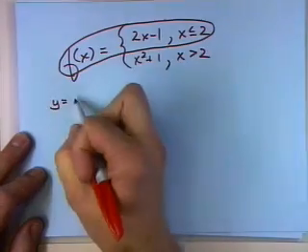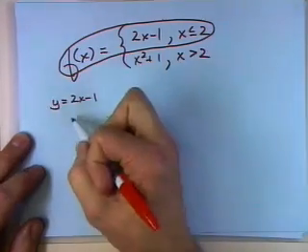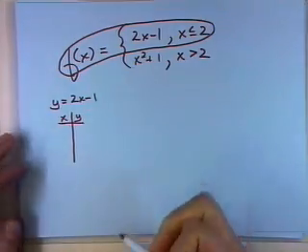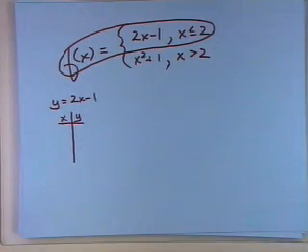The first line says that the y values can be found by doubling the x value and subtracting 1. Now, what x values can I plug in? What's the domain for this particular piecewise function? I can't use all x's, but I have to use x's less than or equal to 2.